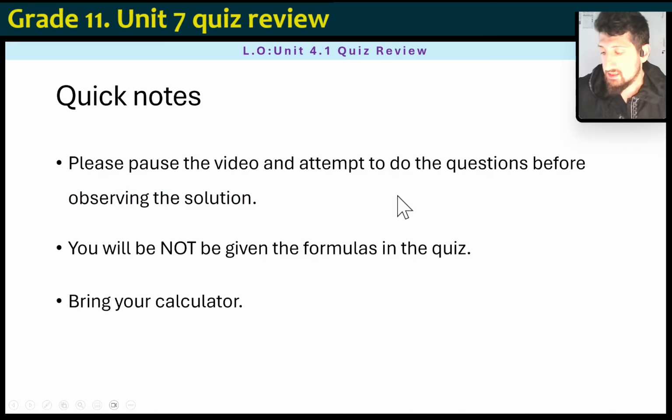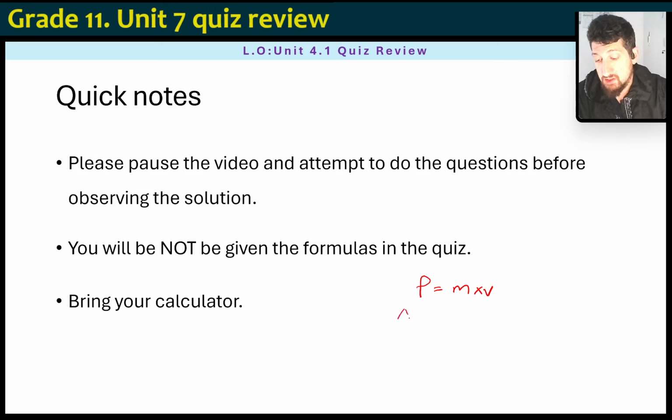Okay, so as I just said, please pause the video and attempt to do the questions before observing the solution. You will not be given the formulas in the quiz, so please make sure that you remember those formulas. And there's not many formulas that you have to remember. You just have to know that momentum equals mass times velocity. Let me just write some of those formulas right now. So the formulas you will need for the test are momentum equals mass times velocity. You definitely need to know that one. You also need to know that change in momentum or impulse is equal to force times change in time.